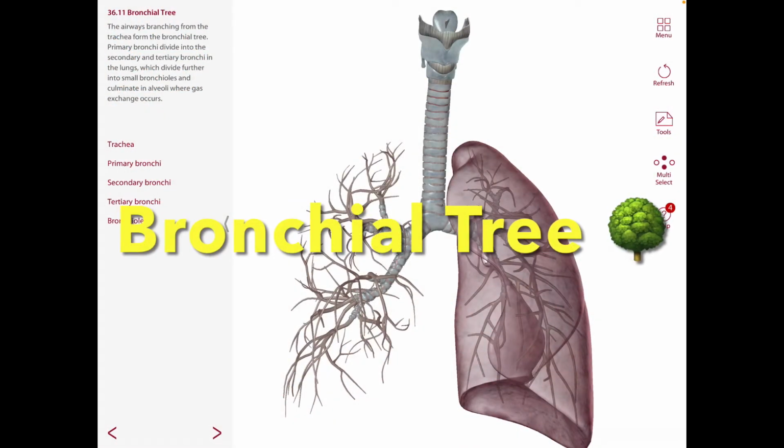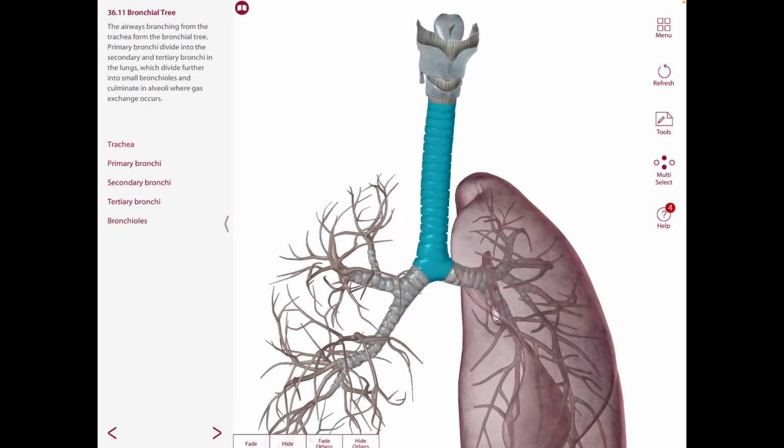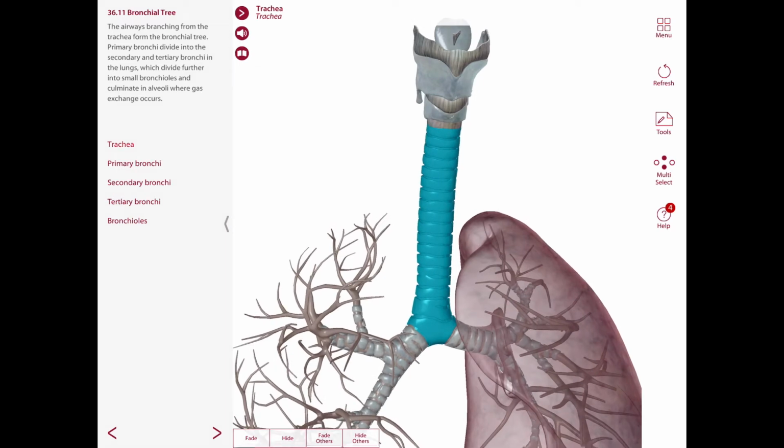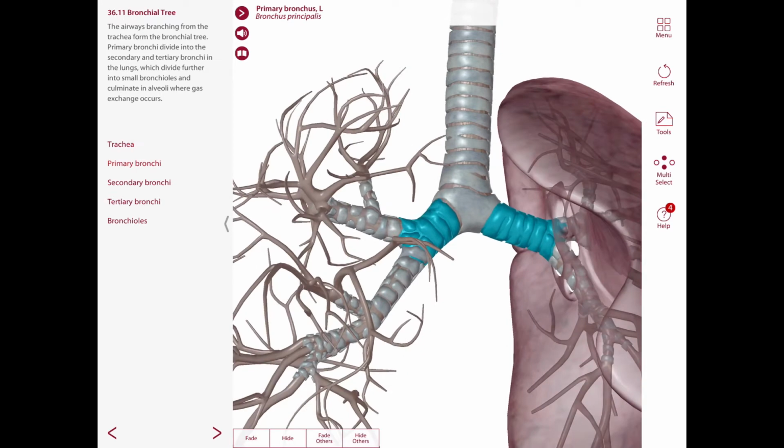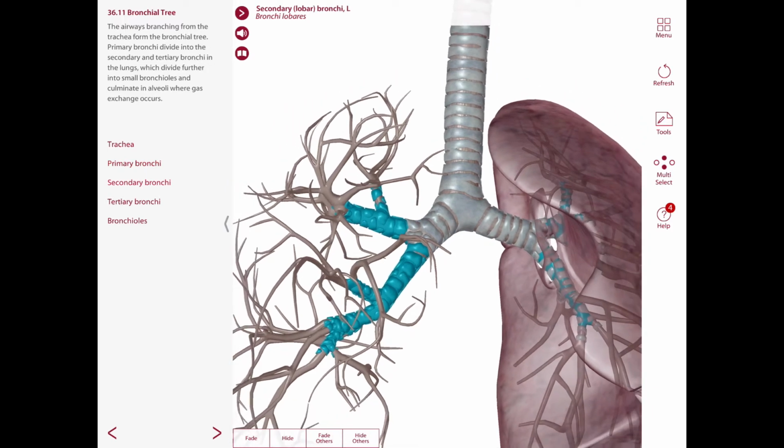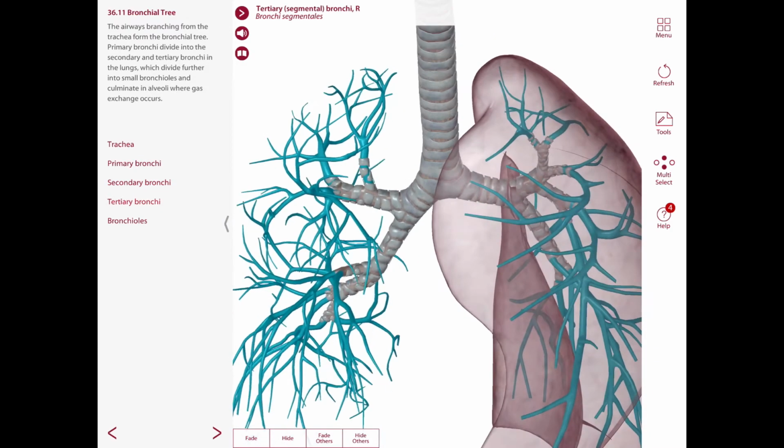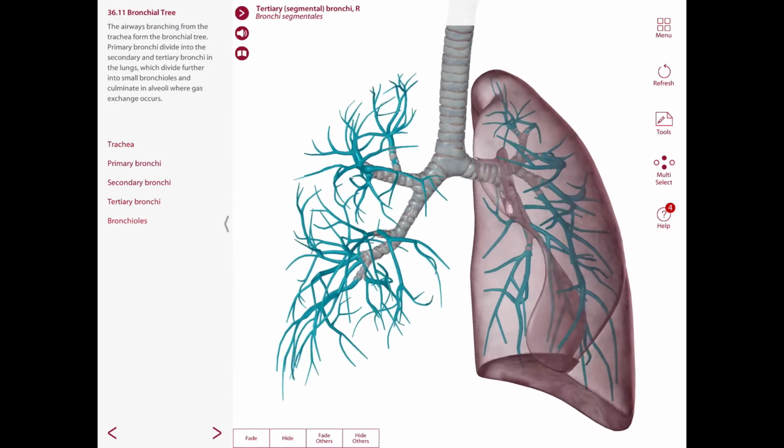The airways branching from the trachea form the bronchial tree. From here we have the primary bronchi, which are divided into right and left primary bronchus. Then we have the secondary bronchi, also known as lobar bronchi. We also have the tertiary bronchus, also known as segmental bronchus. And then we have the bronchioles.